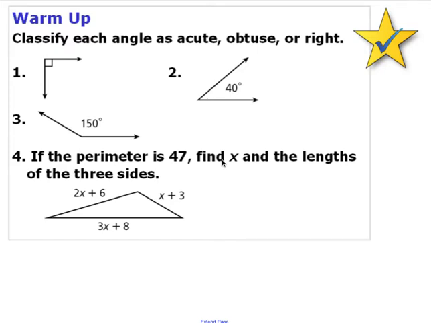I'd like you to start by doing this warm-up on your own piece of paper. When you are done and you're ready for the answers, press play.